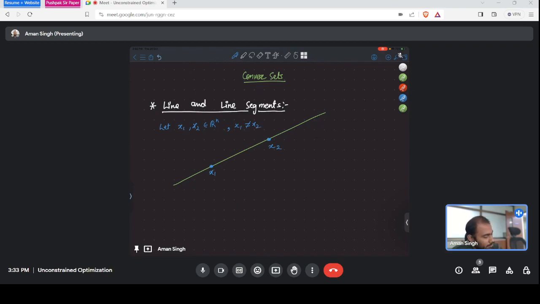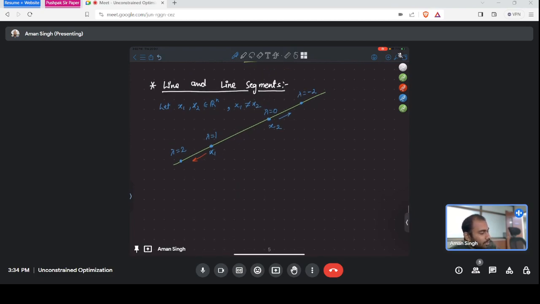Then we can associate some parameter lambda, equal to 1 at x1 and equal to 0 at x2, a parameter which increases as we go beyond this point. So here it will become lambda equal to -2. It decreases as we go in this direction and increases as we go in this direction, such that lambda is equal to 2, let's say. So one single parameter is associated with a curve, and you can know which point I'm talking about just by this parameter. Then that is a line.